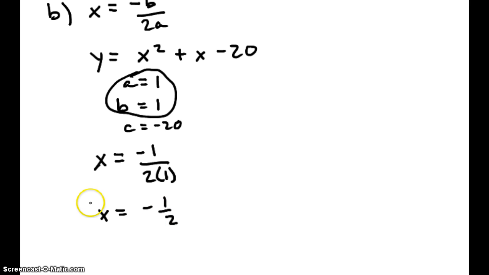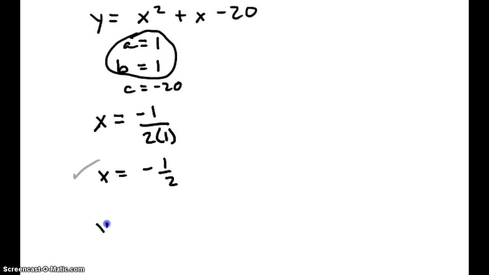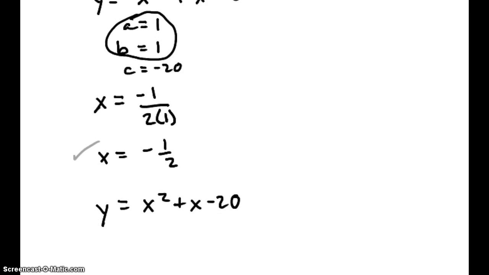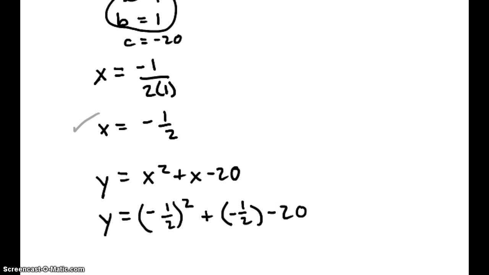So that's part of my solution, but it's not the entire thing. This is what I'm looking for in order to find the x-coordinate of the vertex, but I also need to know where the y-coordinate is. So if I go back up here and I look at y is equal to x squared plus x minus 20, if I want to find the y-coordinate, just like with an XY table or a t-chart, I plug in my x value, negative 1/2. I'm going to square that. Remember these parentheses, otherwise I'm just squaring the 1/2 instead of the negative 1/2, plus negative 1/2 minus 20.